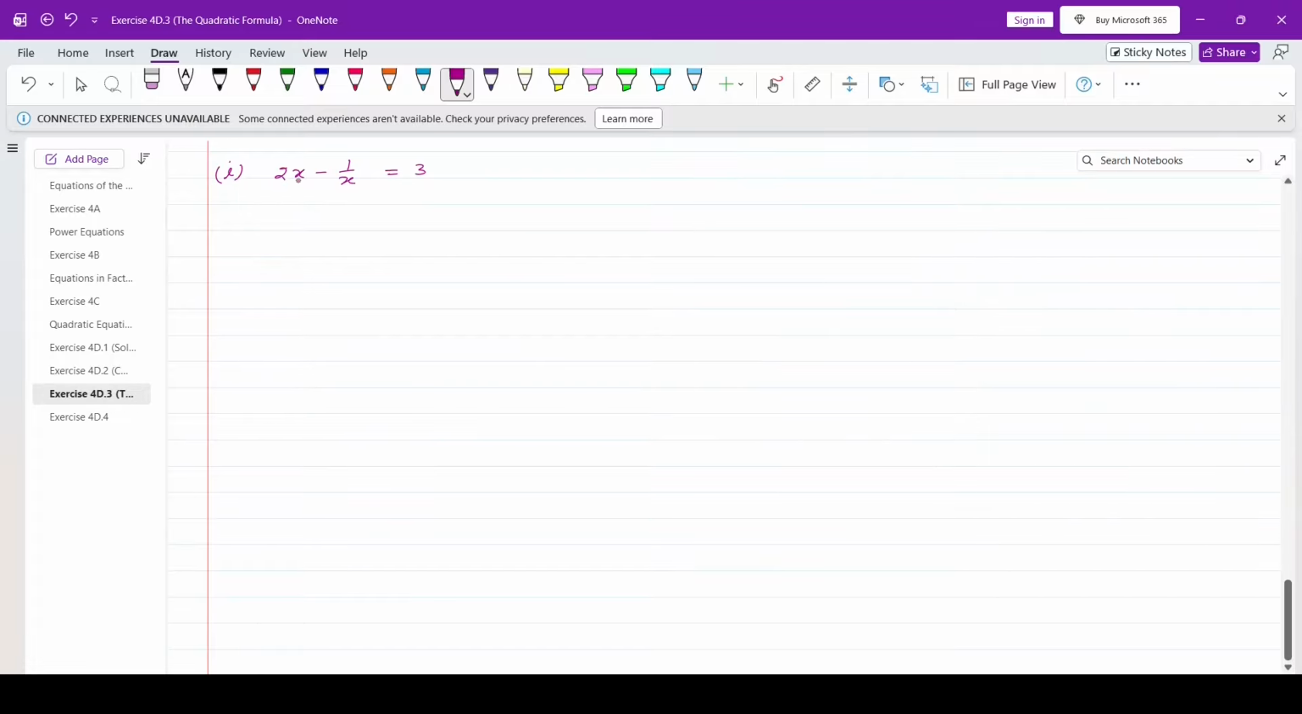I, 2x minus 1 by x is equal to 3. So first, we know there is x in the denominator.